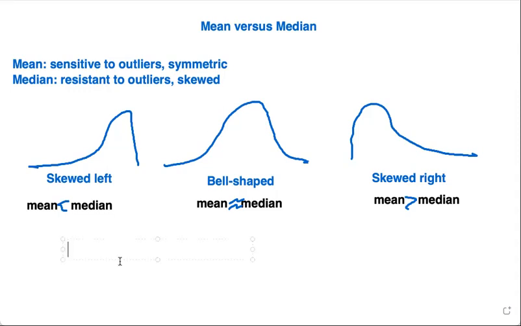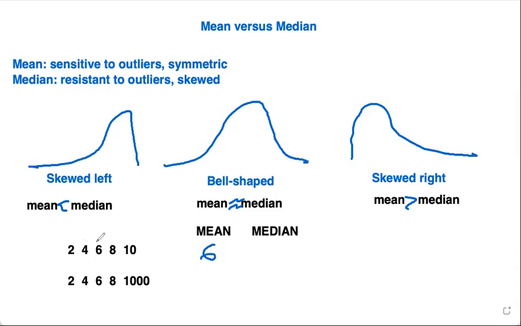For example, if I was to give you two different sets of data, let's say you had 2, 4, 6, 8, and 10. And second is 2, 4, 6, 8, and 1,000. Let's talk about the mean versus the median here. The mean, if you recall, you would add up everything and divide by the count. So 2 plus 4 plus 6 plus 8 plus 10 divided by the sample size of 5 will give you a mean of 6. The median is the middle number, and with a list of 5 in order, you can see the median is 6.